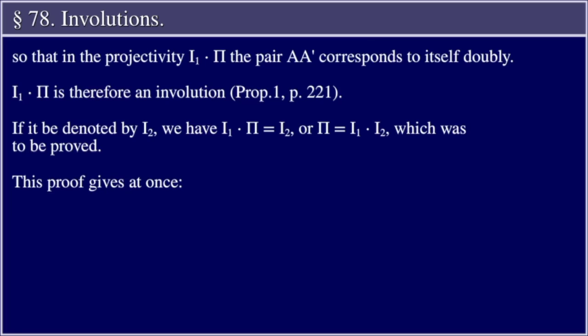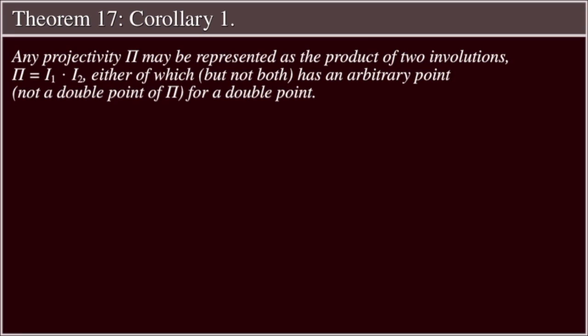Proposition 1, page 221. If it be denoted by ι₂, we have ι₁·π equals ι₂, or π equals ι₁·ι₂, which was to be proved. This proof gives at once Corollary 1. Any projectivity π may be represented as the product of two involutions, π equals ι₁·ι₂, either of which, but not both, has an arbitrary point, not a double point of π, for a double point.